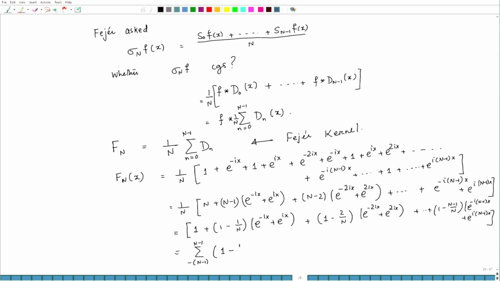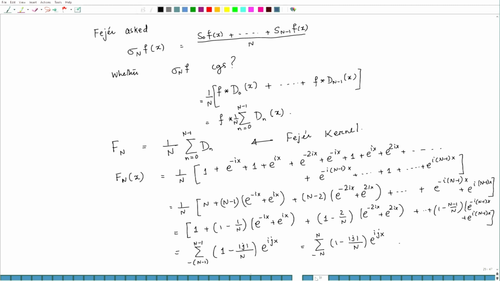Similarly, like this. So, I can write this divided by n e to the power i j x. As you can see, if j is either plus 1 or minus 1, then 1 minus mod j by n is 1 minus 1, which is 0. So, safely we can also write this as the sum from minus n to n of 1 minus mod j by n e to the power i j x.